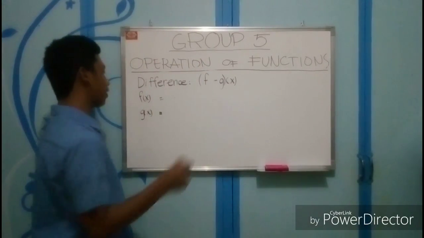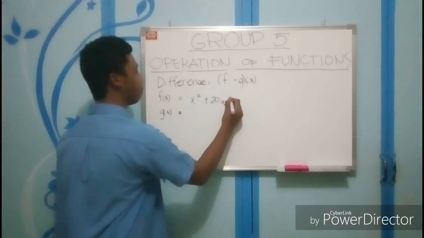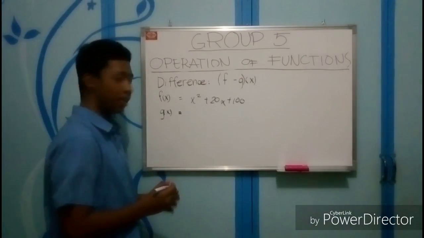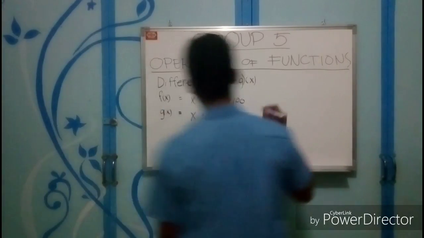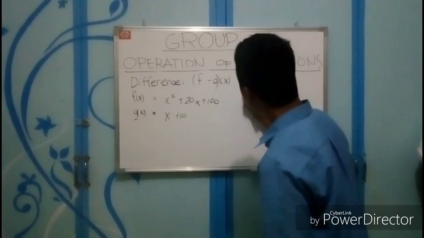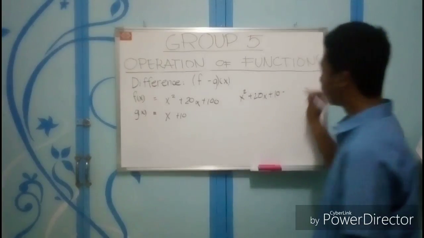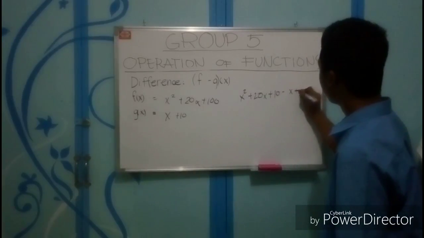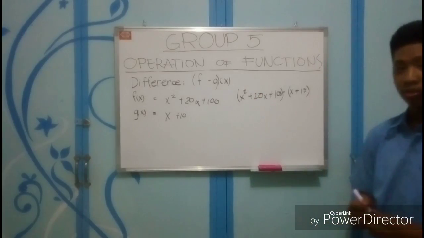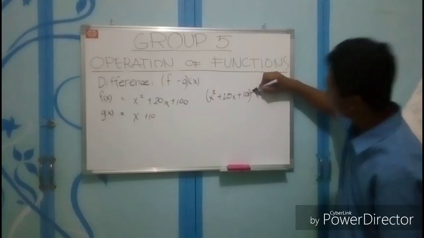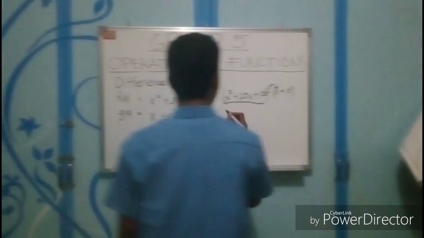Let's say your f of x is x squared plus 20x plus 100, and your g of x is x plus 10. Same as last time, copy your f of x and g of x: x squared plus 20x plus 100 minus, copy your subtrahend, x plus 10. Afterwards, you'll do the same. Simply distribute your negative sign to your subtrahend and copy your f of x.